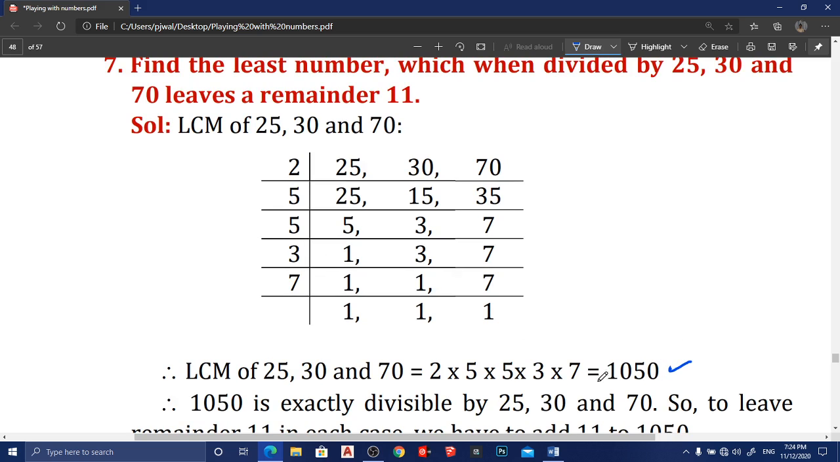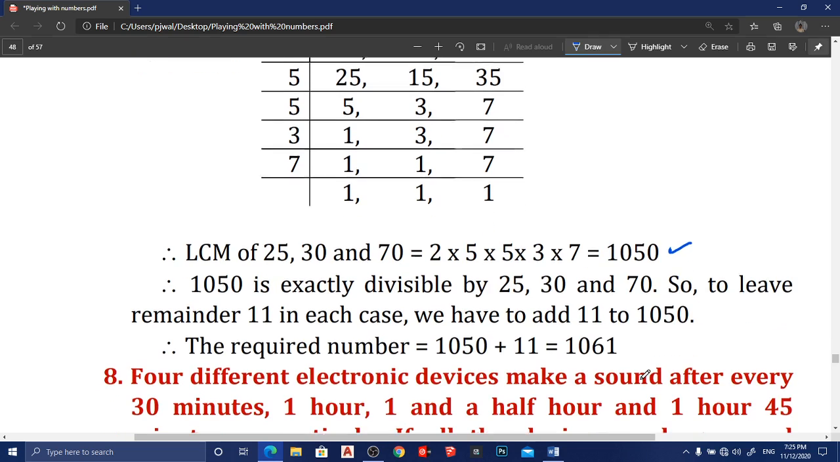Now this is the common multiple of 25, 30 and 70, and the required number should leave remainder 11. Means this number would be 11 more than this number. Then only it will leave remainder 11. That's why you have to add 11 to this number.